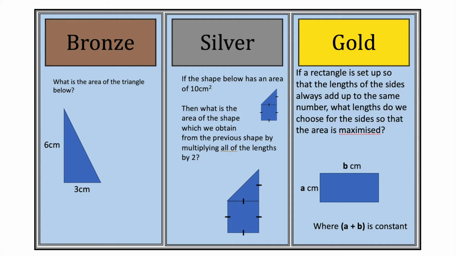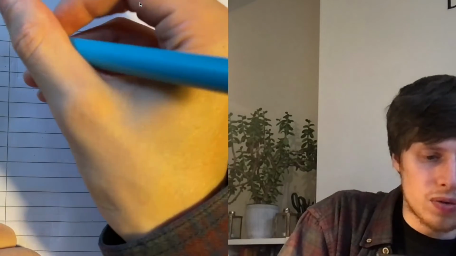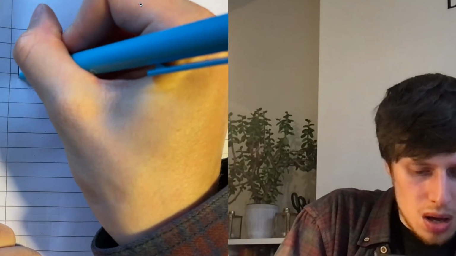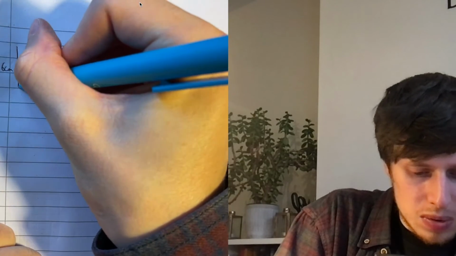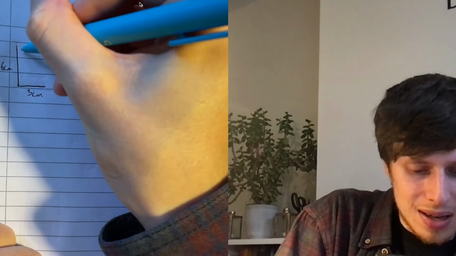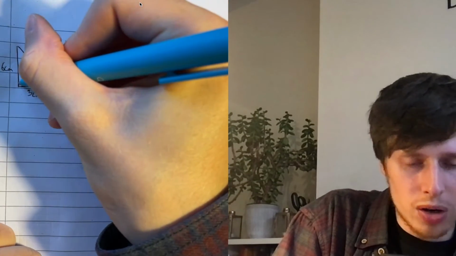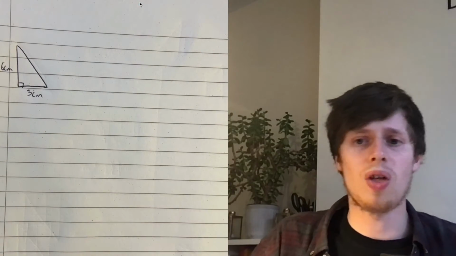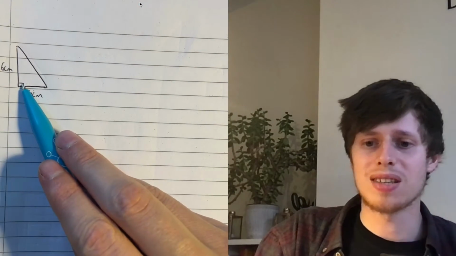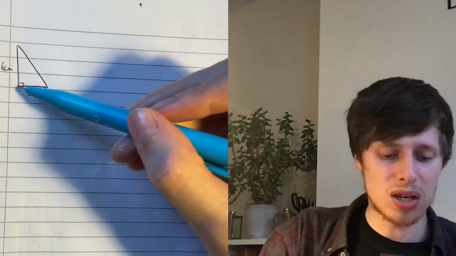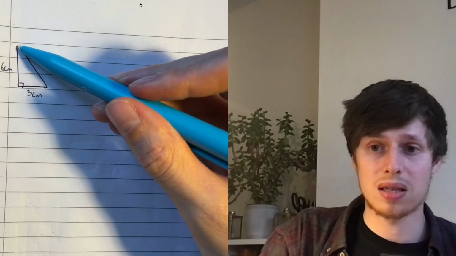Okay, so for the first question, let me just get these questions up. What is the area of the triangle below? We've got a triangle that has a height of 6 centimeters, and a base of 3 centimeters. Now this is a special type of triangle. It's what we call a right angle triangle. All that means is that this angle here is a right angle. It's 90 degrees, and in this case the height is the same as this length here.